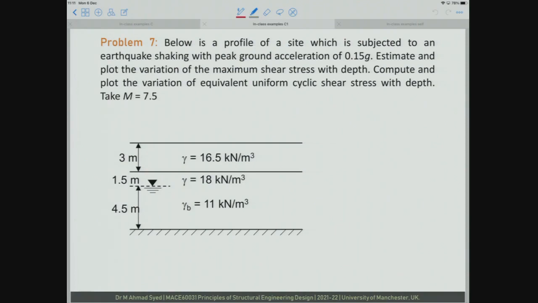So that means it is very simple. From the maximum shear stress and from the equivalent uniform cycles, what we have to calculate is basically two quantities, tau max and tau cyclic, isn't it? These are the two quantities that we have to calculate. Now we have to calculate these at different depths.